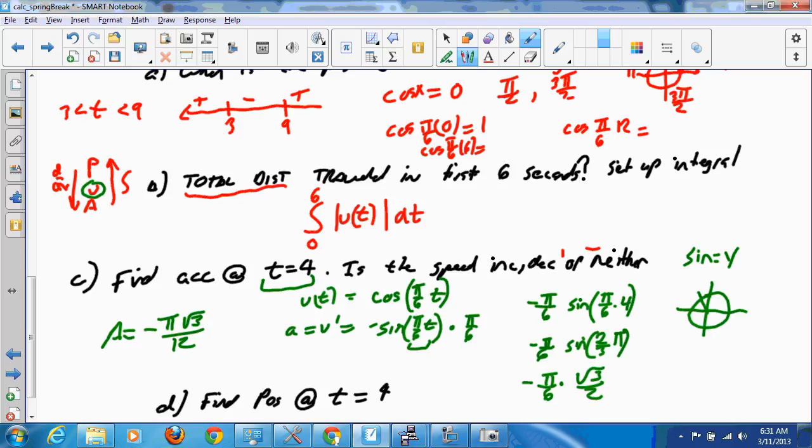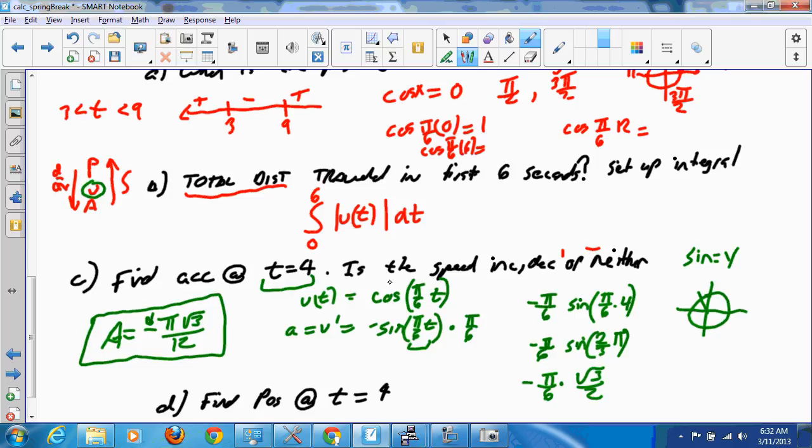Alright? So we don't know if it's speeding up or slowing down because we just know that it has a negative acceleration. But if the velocity is negative, then it's speeding up. If the sign of velocity is positive, it's opposite of this acceleration, so then it would be decreasing. So we have to take a look at the velocity at time equals 4.